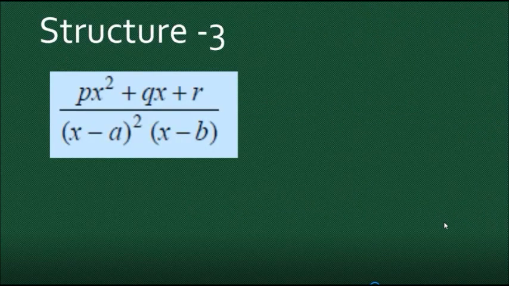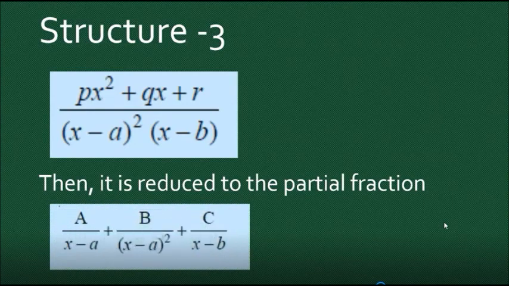Structure 3: if the function is in the form of (px square plus qx plus r) by (x minus a) whole square into (x minus b), it is reduced in the partial fraction of A by (x minus a) plus B by (x minus a) whole square plus C by (x minus b). Just now we have done that problem.